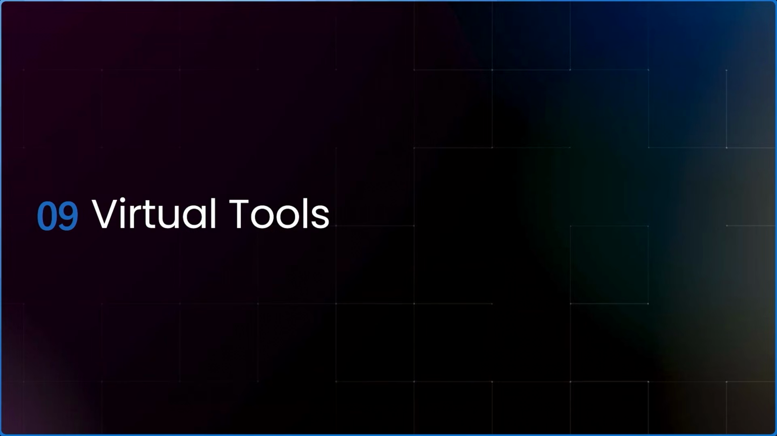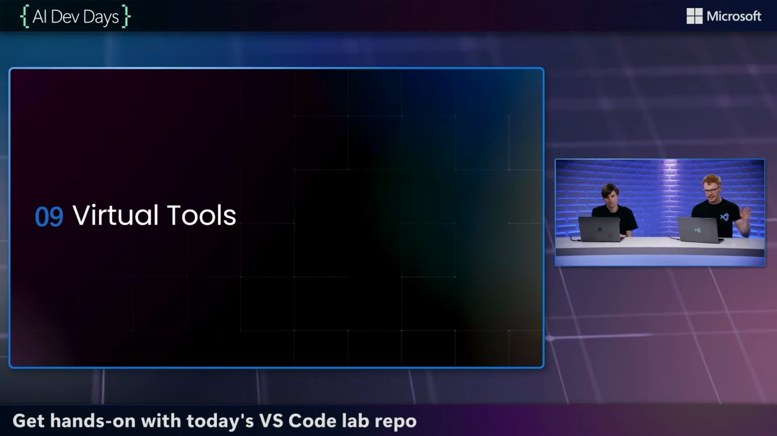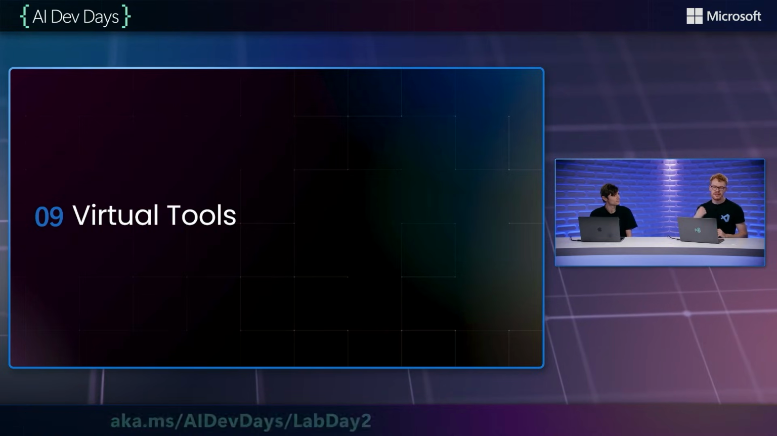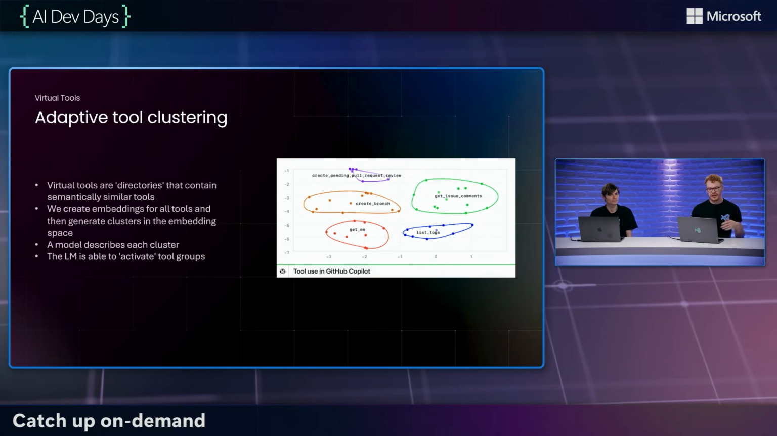Finally, I just wanted to touch briefly on virtual tools, which is something that we actually did in VS Code. You might have seen a few months ago, if you had MCP servers that gave lots of tools, you'd get an error saying you had more than 128 tools turned on, and to please disable some or your request would fail. Recently we introduced virtual tools, which are essentially tools that are directories of other tools.